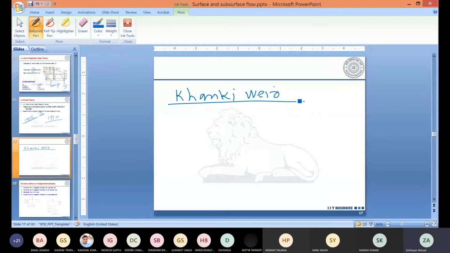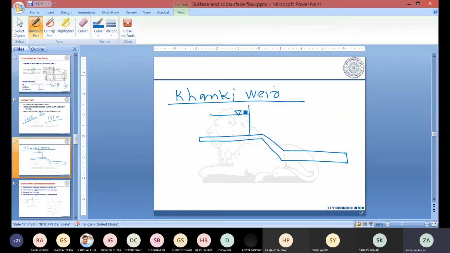Now, what happened in that Khanki weir is that in the downstream there were no sheet piles. If you take, let me make this profile of the Khanki weir, and this one is a gate. This is the water level. This is not a true section of the Khanki weir. I just want to discuss the failure of this Khanki weir.